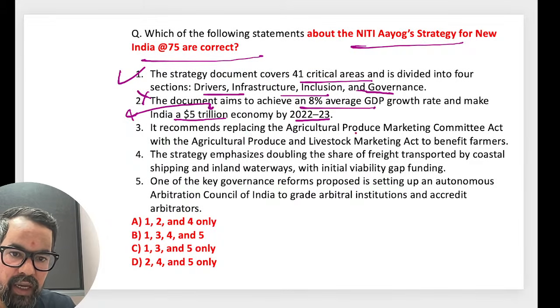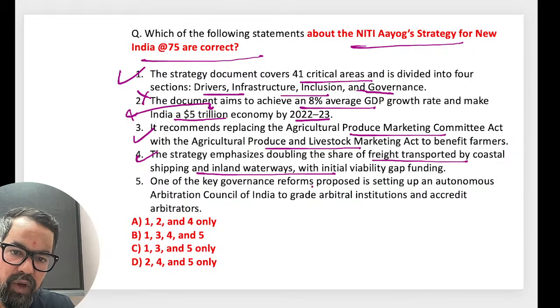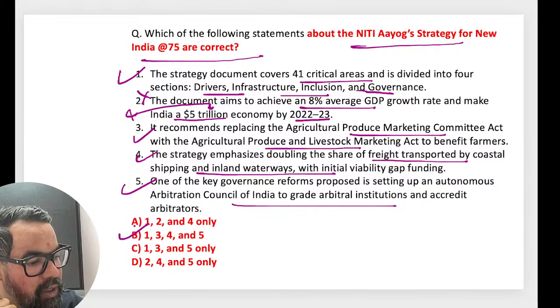Replacing the Agriculture Product Marketing Committee with the Agriculture Product and Livestock Committee Act, this is true. The act emphasizes the doubling the income of freight others, coastal shipping, again true. One of the key reforms under this one is Autonomous Arbitration Council, this is true. 1 3 4 5, 1 3 no, कहीं पे गड़बड़ किया गया मैंने. अच्छा ओके, हाँ, B can be right answer then, right? Yes, B should be right answer for this particular one.